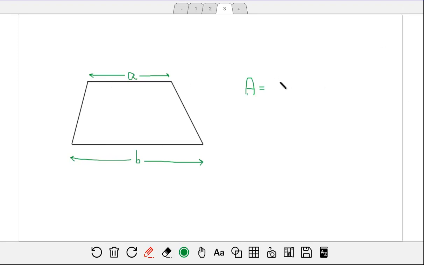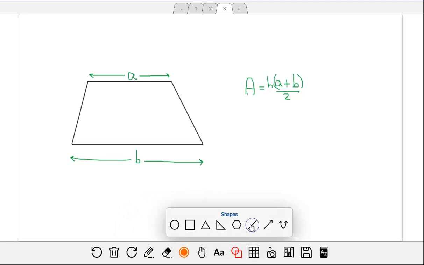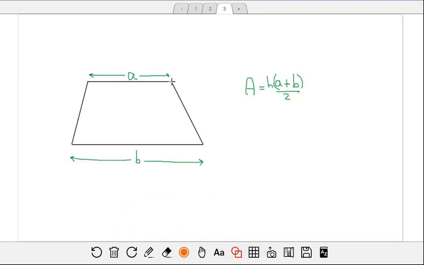So this is the formula. You actually take the a plus the b and divide that by 2, and you multiply it by the height, h. So here's my height dimension. I'll put it in here. That's my height. Again, I'm trying to draw it so it's perpendicular to the parallel sides.